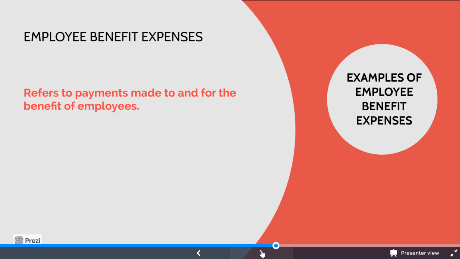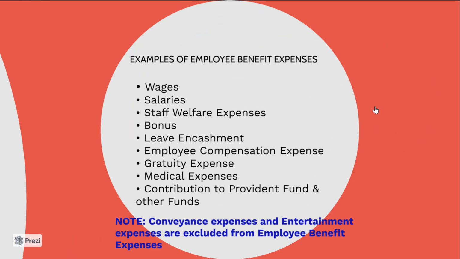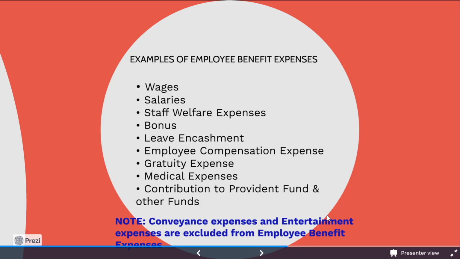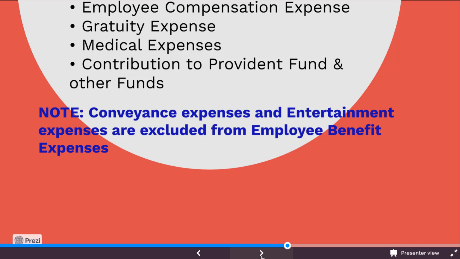Let's move on to employee benefit expenses. It refers to all payments made to and for the benefit of employees. Examples of employee benefit expenses: wages, salaries, staff welfare expenses, bonus, leave encashment, employee compensation expense, gratuity expense, medical expenses, and contribution to provident fund and other funds. Please note, conveyance expenses and entertainment expenses are excluded from employee benefit expenses.